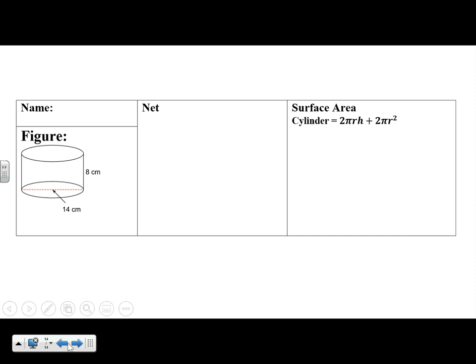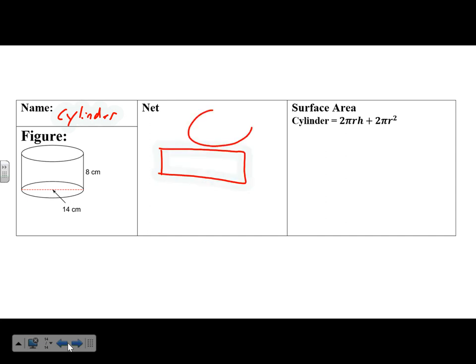So this last one is a cylinder. The nets for these are easy. And the diameter is 14. And the height of this one is 8. So I told you this. I didn't think this was going to be on here, I guess, but it's here. Oh, well, they just give you the formula. All right, cool. And again, you could have found this on your own.